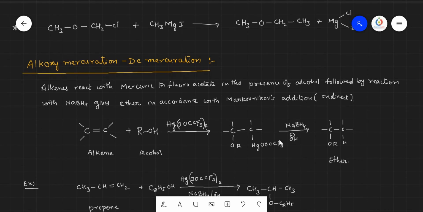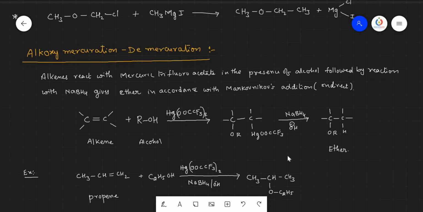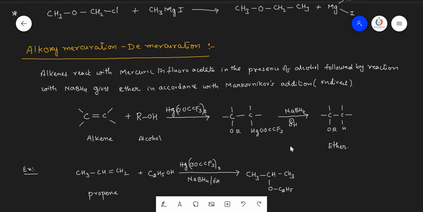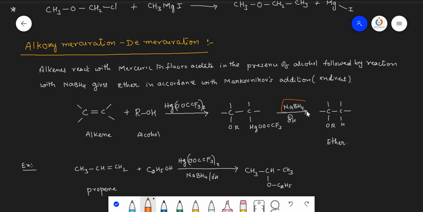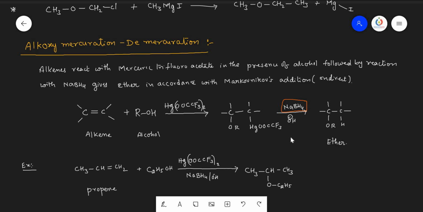And the next one is alkoxymercuration followed by demercuration. Demercuration means removal of the mercury part. This is always possible only with NaBH4, which you should remember every time. Wherever you do alkoxymercuration, demercuration is possible only in the case of NaBH4. So in this alkoxymercuration and demercuration, generally alkenes on reaction with the alcohol in the presence of mercury trifluoroacetate give an intermediate compound, which on reaction with NaBH4 in the presence of alkali gives the ether.